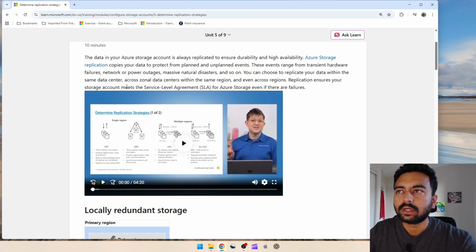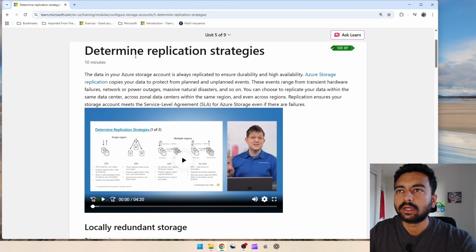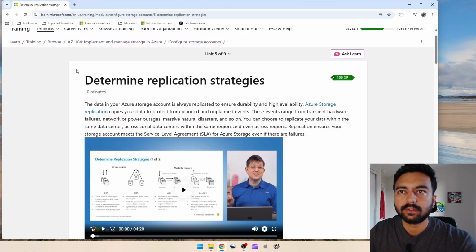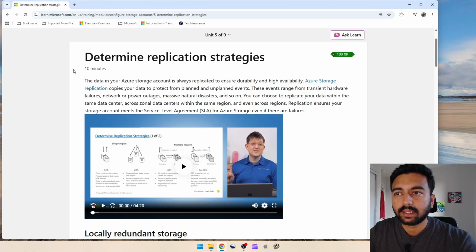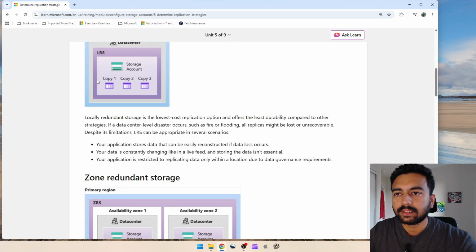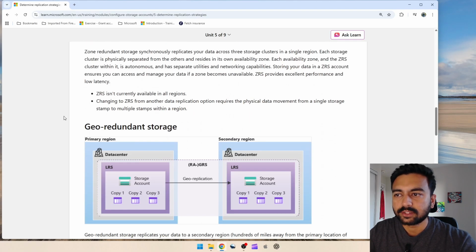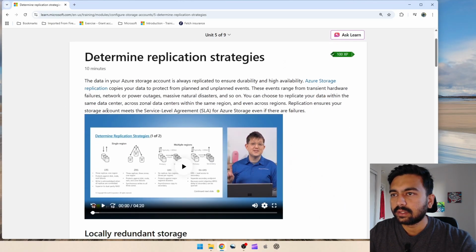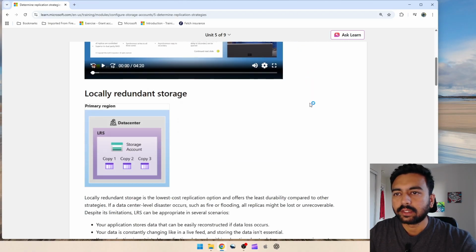If you are already learning 104, then you probably have also gone through the AZ-900 course, and I think there you learn what zones are, what availability zones and regions are, and then there's going to be geo-redundant storage, so across different regions. Now let's see what they're talking about.